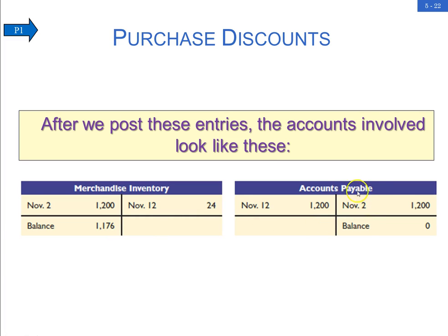Additionally, our accounts payable. Remember, we owed our supplier $1,200 after November 2nd because they gave us $1,200 worth of inventory, right? We paid them off November 12th. Some cash and some discount, but the total is $1,200, so it perfectly shows that we owe them nothing if we were to look in our books. And all of a sudden, our accounts are correct by doing that.